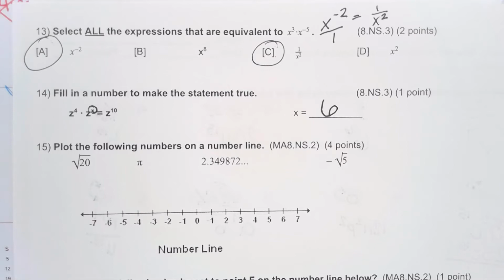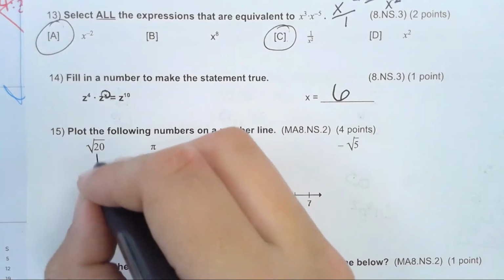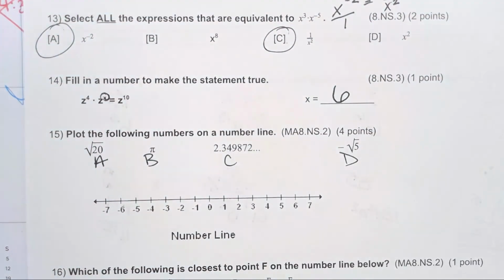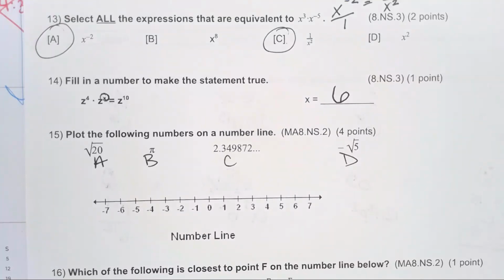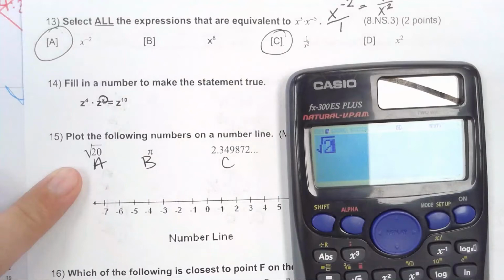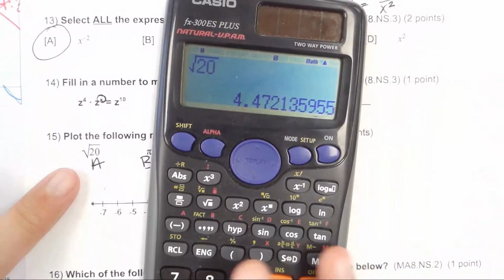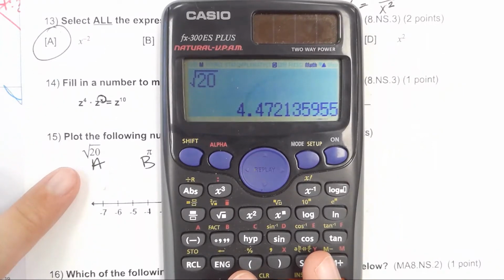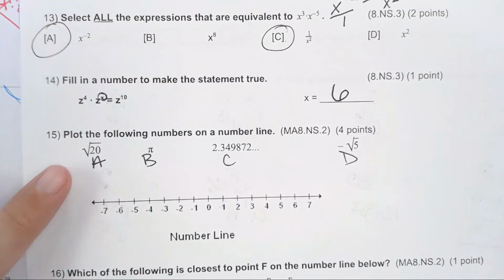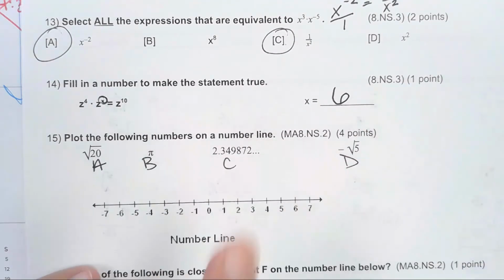All right, number 15, plot the following numbers on the number line. So I am going to label these as A, B, C, and D to make it a little bit easier when I'm plotting them. So the square root of 20, again, you guys do have your calculator to double check. If I were to figure out what the square root of 20 is, it's about 4.4, 4.5-ish, okay? But another way to think about it is I'm trying to figure out where the square root of 20 falls in between.